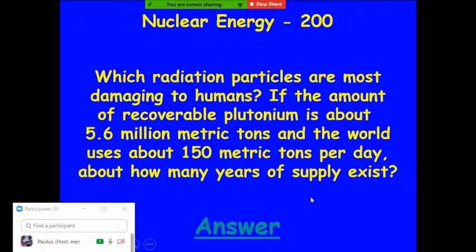Which radiation particles are most damaging to humans? If the amount of recoverable plutonium is about 5.6 million metric tons, and the world uses about 150 metric tons per day, how many years of supply exist? I'll give you a little bit longer on this one because we've got a math problem. And again, I will show you the solution of this in just a bit.